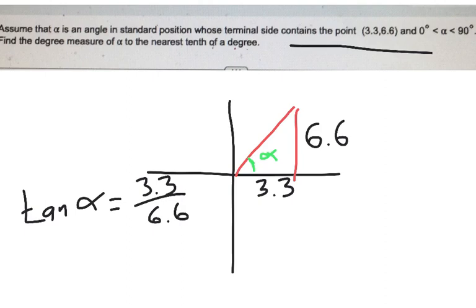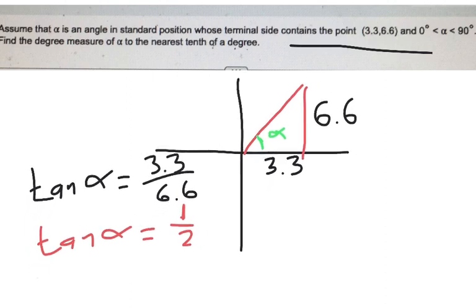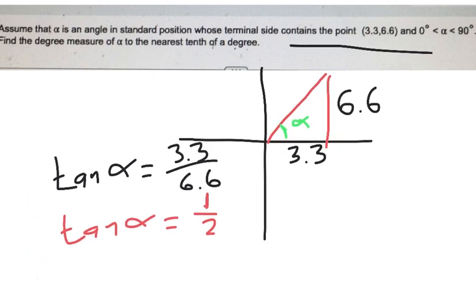Now that fraction will reduce. 3.3 over 6.6 is the same thing as 1 over 2. So if I'm taking the tangent of alpha, it has to be equal to 1/2. I could find what alpha needs to be by undoing that tangent. The way we undo a tangent is we take the inverse tangent of both sides.